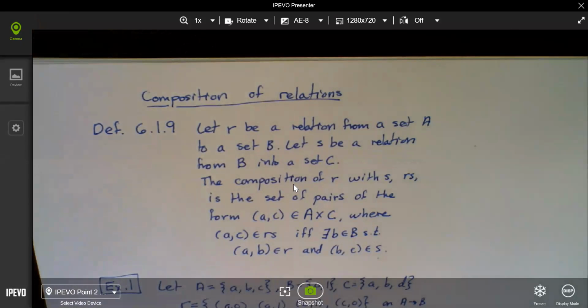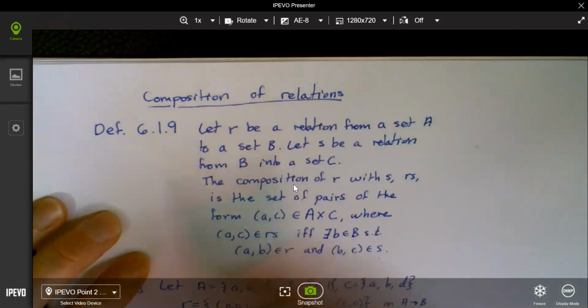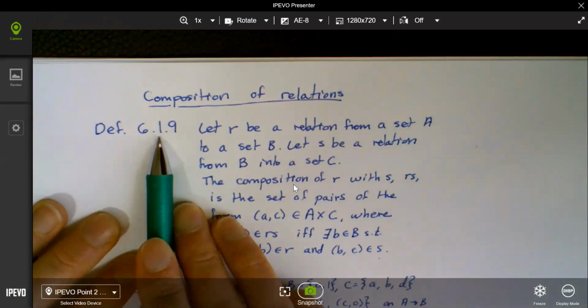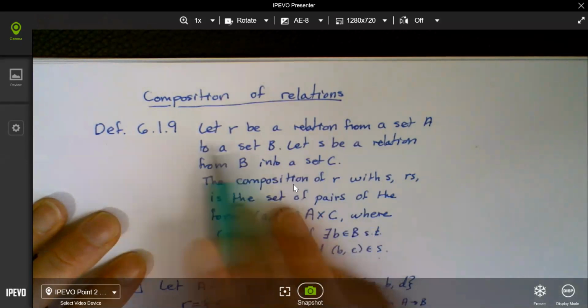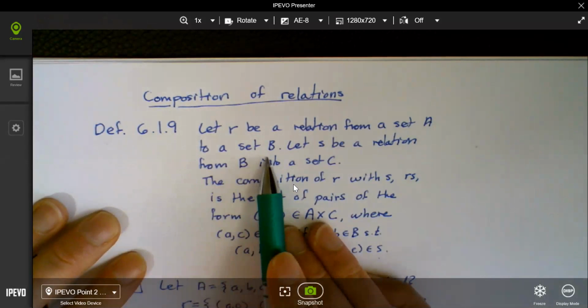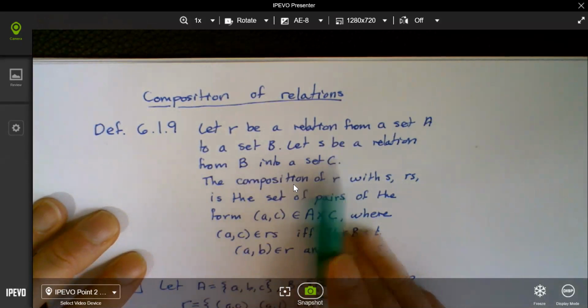I just want to take a moment to talk more about composition of relations. This was back in section 6.1. To review, let's go over the definition of it. Let R be a relation from a set A to a set B, and let's say we have another relation, S, that goes from set B into set C.